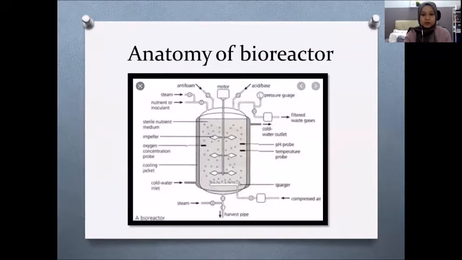So this is the anatomy of bioreactor. So we have the sterile neutral medium, impeller, oxygen concentration probe, cooling jacket, cool water stream, harvest pipe, compressed air, sparger, temperature probe, pH probe, cool water outlet. This is the filtered waste gas, pressure gauge, acid and base probe. This is the motor, antifoam, and steam.